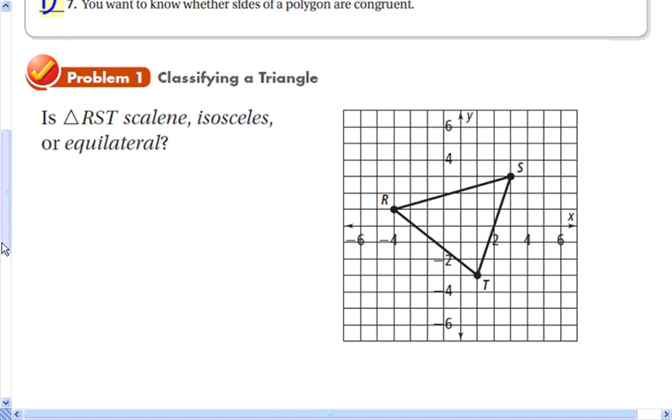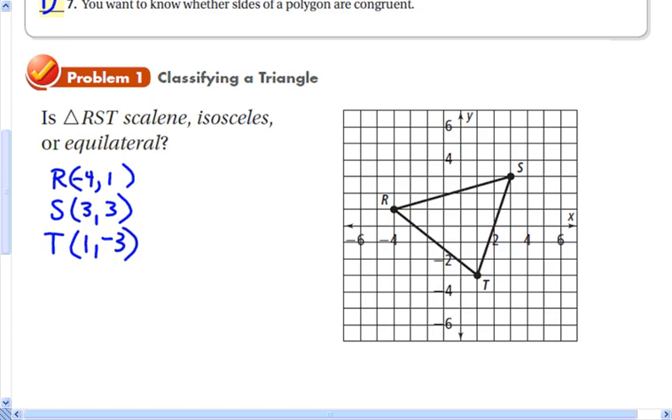Problem 1, we want to classify this triangle as either scalene, isosceles, or equilateral. To do that, we really need to know the length of the sides. So let's label a couple points here and then use those points. R, we use these coordinates. R is -4, 1. S is 3, 3. And T is 1, negative 3.